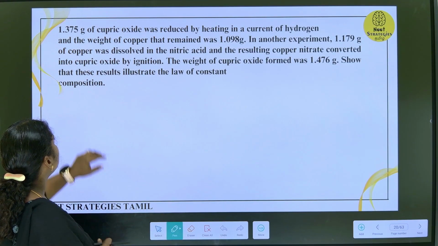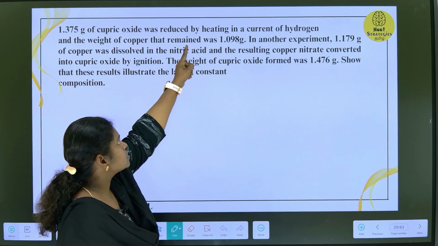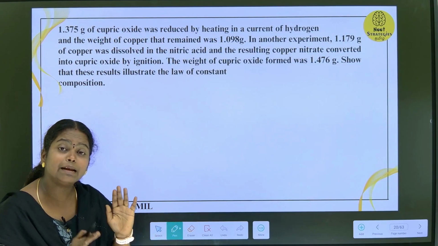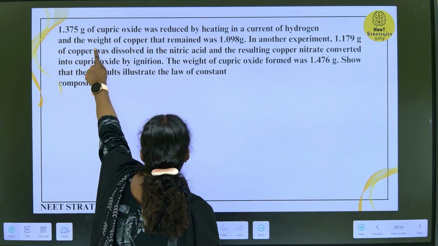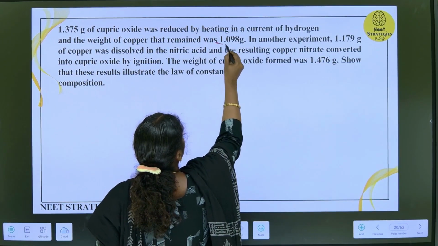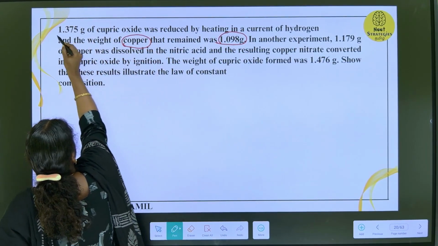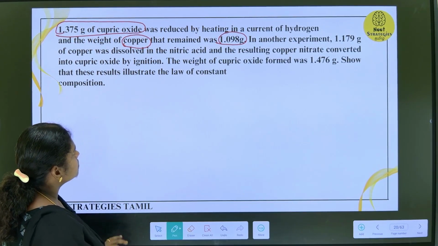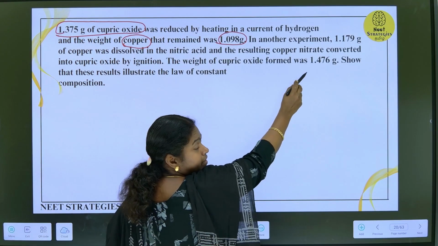1.375 gram of copper oxide was reduced by heating. Okay, அப்ப copper oxide கொடுத்திருக்காங்க. Okay, heat பண்றாங்க. First step, heating in a current of hydrogen and the weight of copper, okay, it is remained as copper oda weight. So this is the copper oda weight. ஓகேங்களா, அப்ப இது காப்பர் ஆக்சைடோட weight மார்க் பண்ணிக்கலாம், ஓகேங்களா. ரைட், சோ இது ஃபர்ஸ்ட் எக்ஸ்பெரிமெண்ட், ஓகேங்களா. But another experiment.